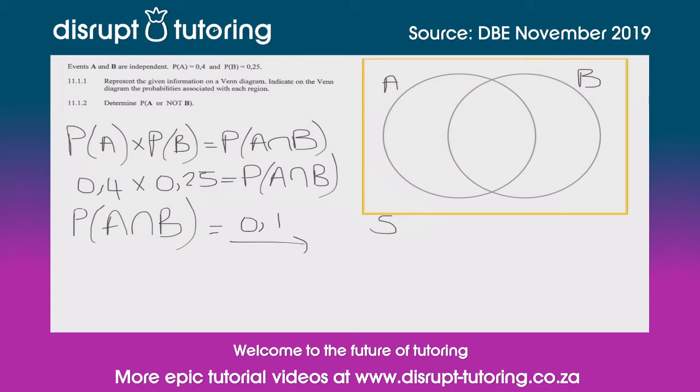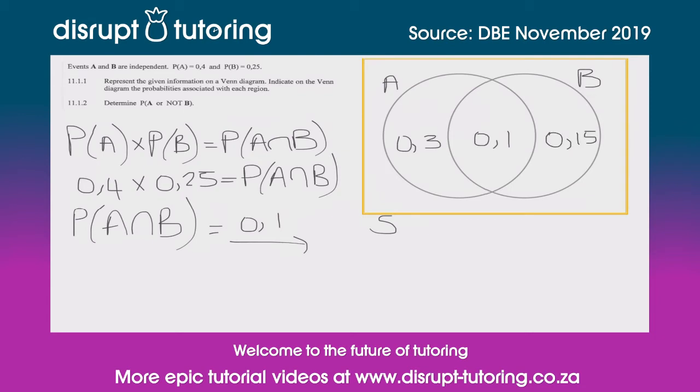Right, so now we've got enough information to fill in all of the gaps. We'll write the probability of the intersection in first, so that's 0,1. The probability of A is 0,4, but remember we need to minus the probability of the intersection, so that will be 0,3. And then we need to add in the probability of B, that's 0,25, but then we can minus the 0,1 from the intersection, and that will give us 0,15.